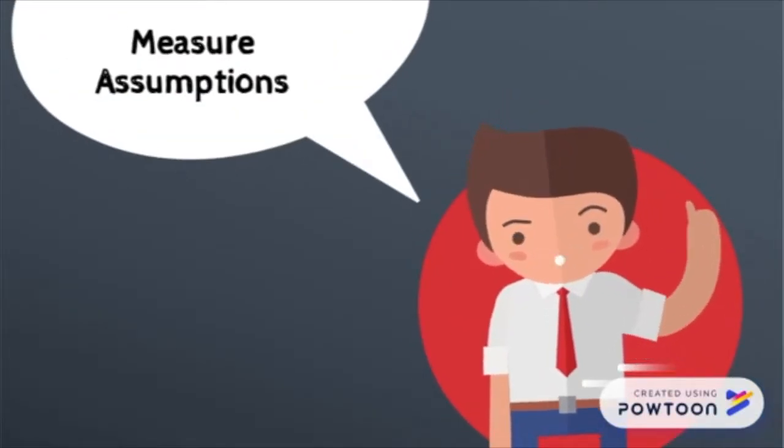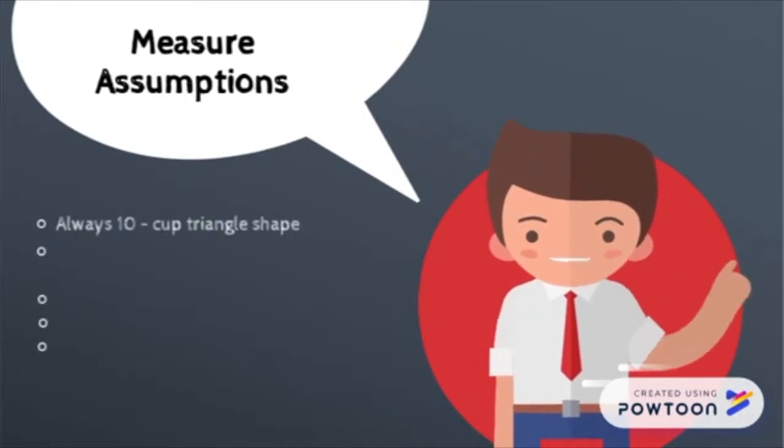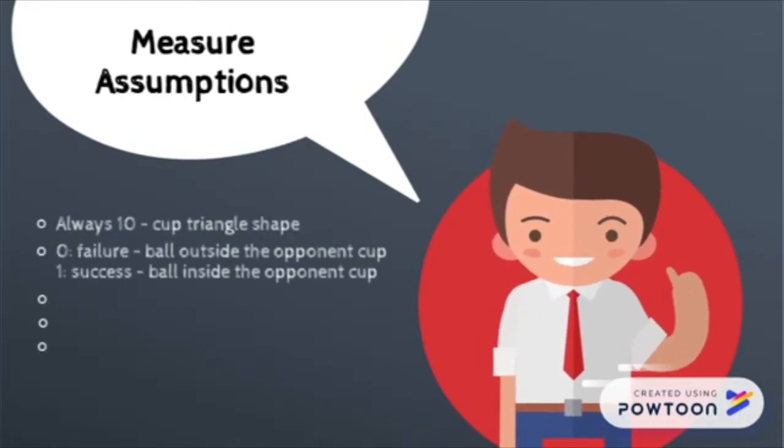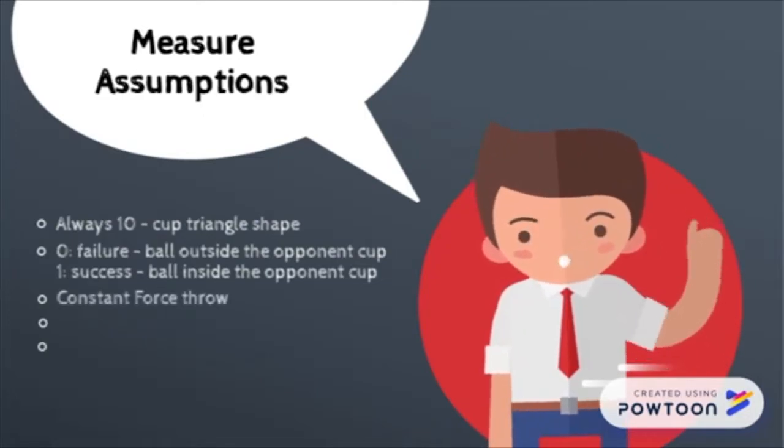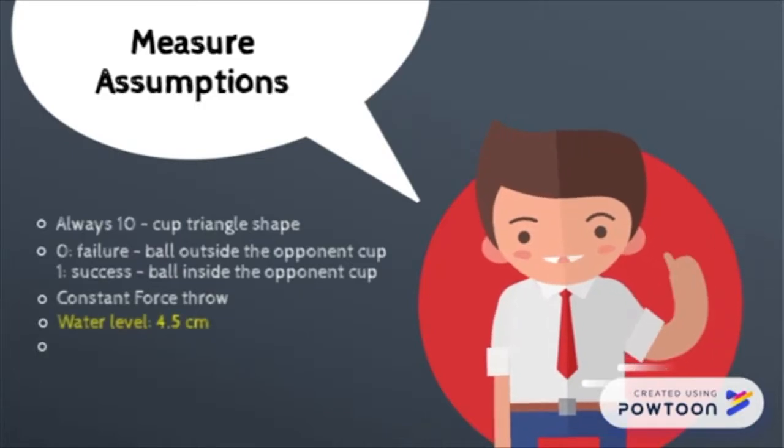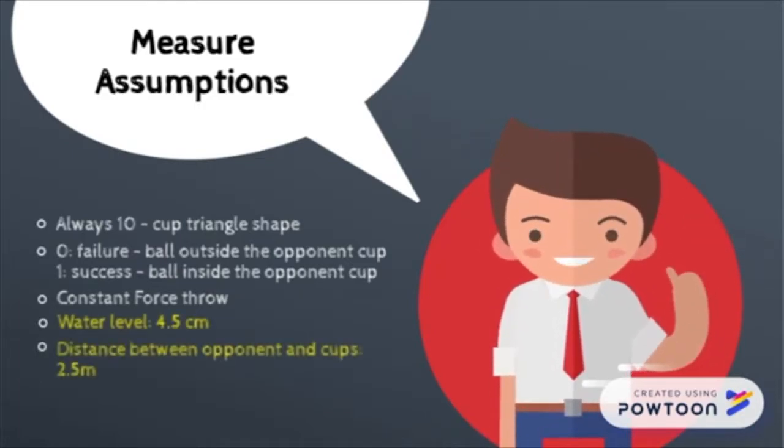Now, what are our measure assumptions? Well, first, we always have a 10-cup triangular shape. 0 is failure, the ball doesn't get in. 1 is success, the ball gets in. We have a constant force throw. Water or beer level is at 4.5 centimeters, and there's a distance of 2.5 between opponents and cups.